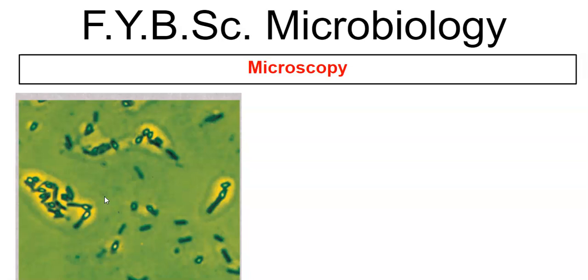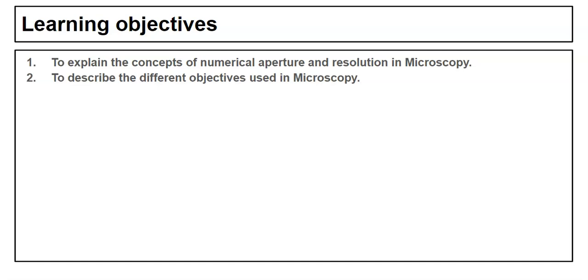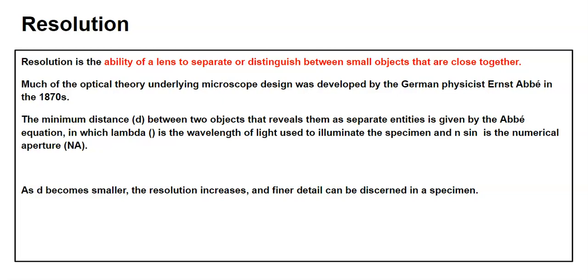Moving on, let's begin with the topic. The learning objectives for this lecture are to explain the concepts of numerical aperture and resolution in microscopy and to describe the different objectives which are used in microscopy. Resolution is the ability of a lens to separate or distinguish between small objects. Much of the optical theory used in microscopy is based upon the pioneering work by German physicist Ernst Abbe in the 1870s.